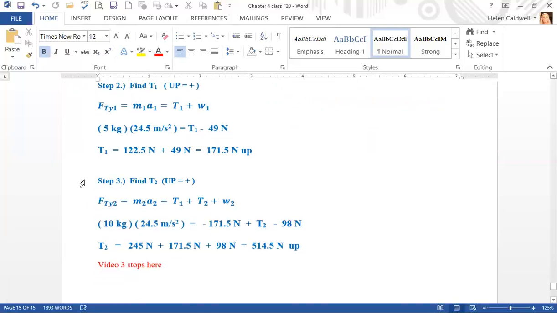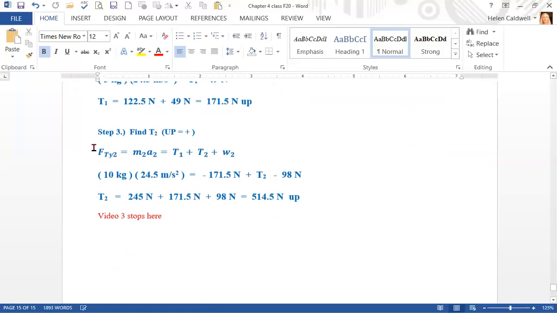So here we go. Second equation, M2 times A2 equals T1 plus T2 plus W2. So 10 kilograms times 24.5 meters per second squared equals T1. Yes, it was a positive 171.5 when we found it, but for this equation, because it's a different object, it's pointing down, that makes it negative 171.5 newtons, plus T2 minus 98 newtons, weight 2 points down.